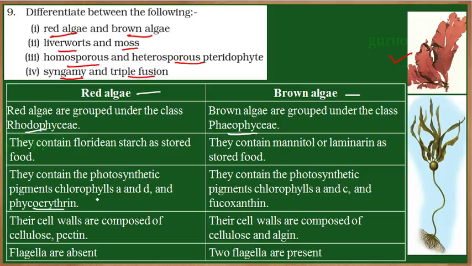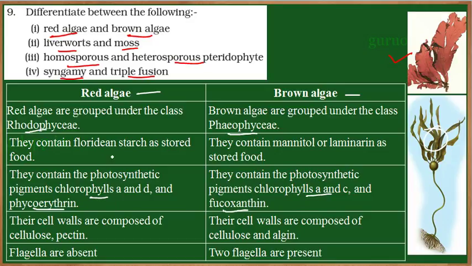Along with that, it has got photosynthetic pigment chlorophyll A and D. Similarly, the brown algae has got a photosynthetic pigment fucoxanthin, which is brown in color. So that is why these plants appear brown in color. And along with that, it has got photosynthetic pigments A and C. So both red and brown algae are photosynthetic in nature.